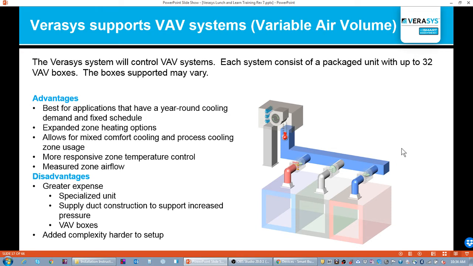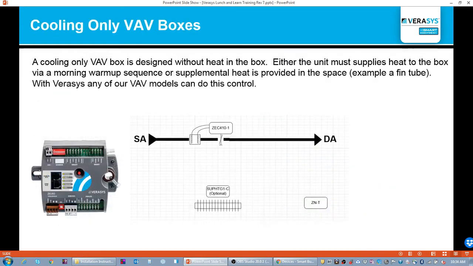What a VAV system is called, a variable air volume system, means that these VAV boxes out in the space vary the air based upon demand. It'll vary the air CFM. So we can cover many VAV boxes. Here are some styles that we can cover. Just a cooling only VAV box, which means that there's a damper and a flow pickup, and we vary that air volume into the space.